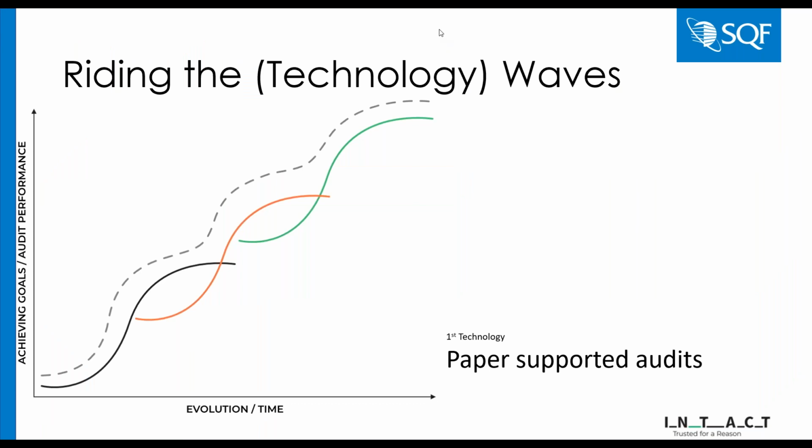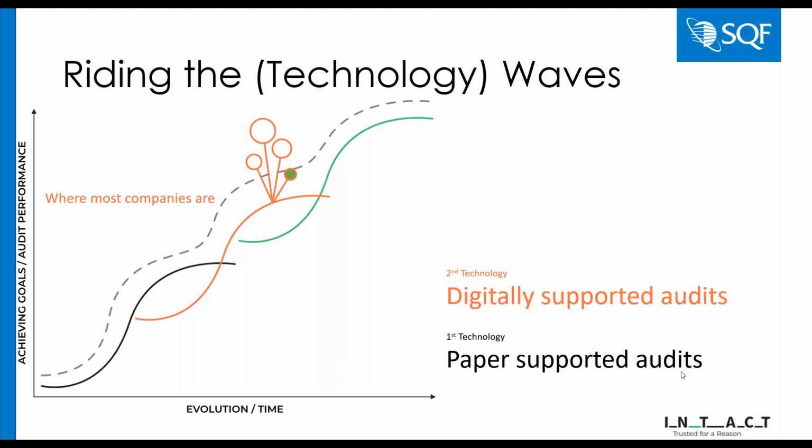Okay, so where are we at? Riding the technology waves, Intact is an organization that we're working with on a technology program, and they supplied this chart for me, as well as some of the information I'm showing you today. The first wave of technology was not really technology, it was paper, right? Just a few years ago, everybody was in this first wave, and some of you may still be, of paper supported audits. You're filling out records in paper format, turning them in, and reviewing everything in paper format. So that's the first wave of technology.